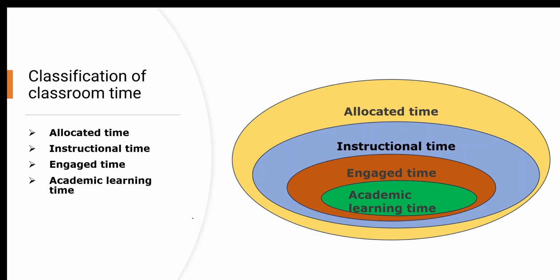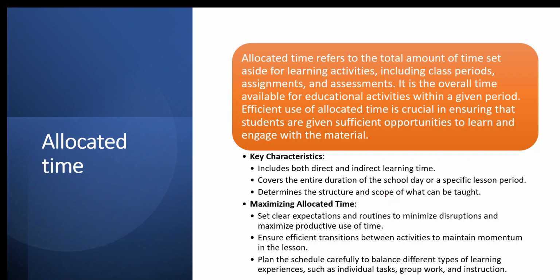Classification of classroom time. It is classified as allocated time, instructional time, engaged time, and academic learning time. If we see, allocated time is a superset of the instructional. Instructional is a superset of the engaged, and engaged is a superset of the academic learning time.